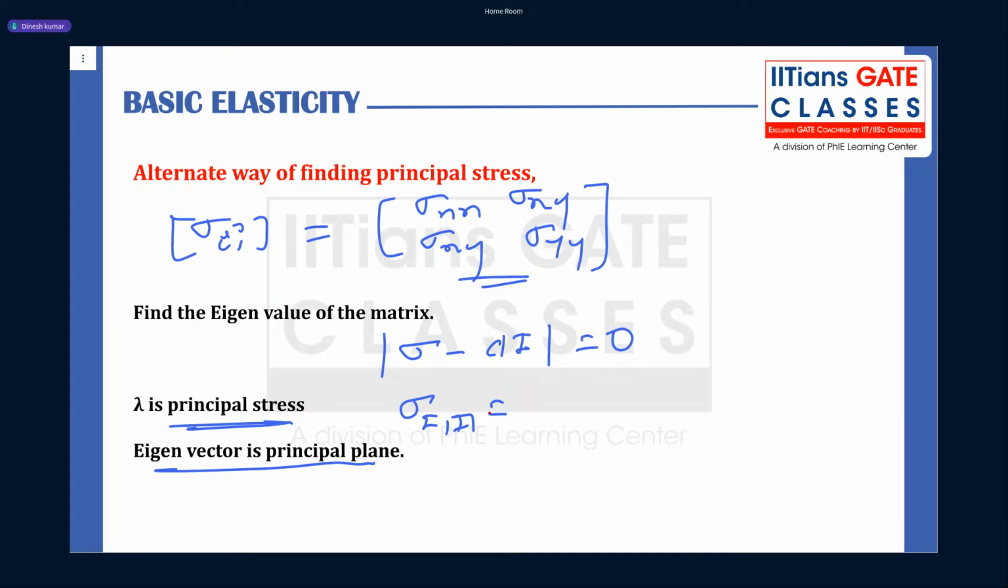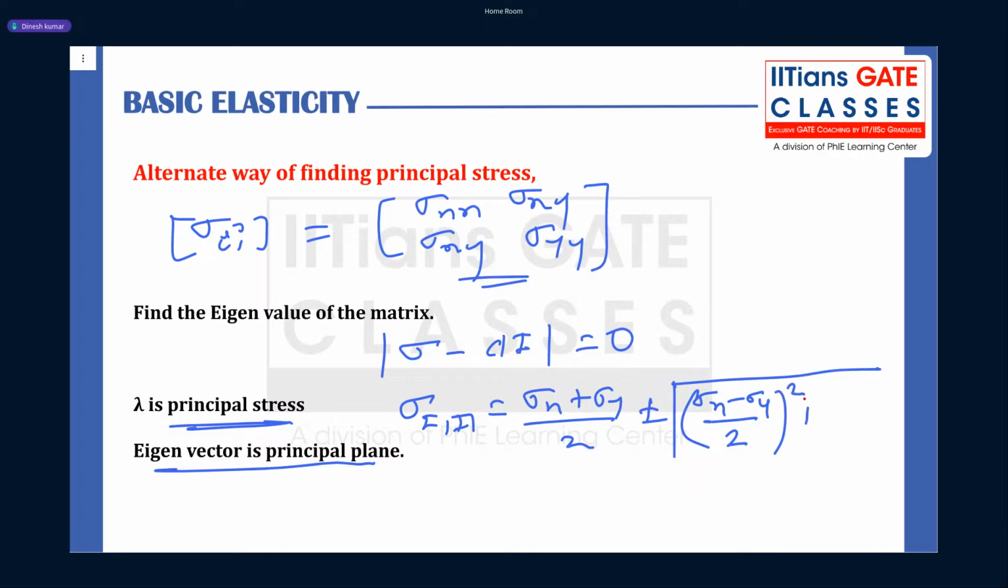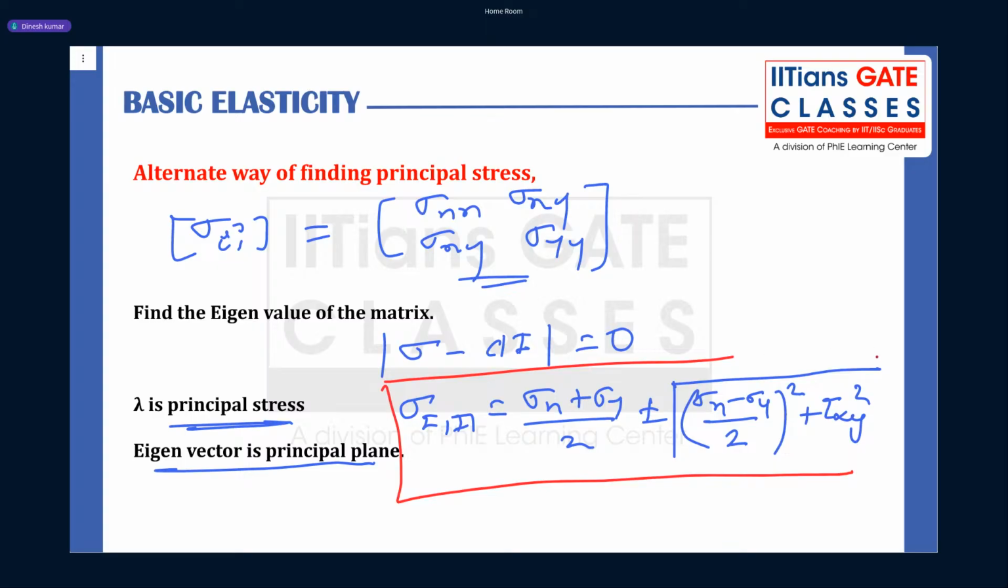Anyone? Okay, so we all know this formula: sigma 1, 2 equals (sigma x plus sigma y) by 2 plus minus under root of ((sigma x minus sigma y) by 2) square plus tau xy square. How many of you know this formula? The plus sign corresponds to the maximum principal stress and minus corresponds to the minimum principal stress. The maximum principal stress is also known as major principal stress and the minimum principal stress is known as minor principal stress. Clear? Do you remember this formula? When we do classes, we will derive this formula also. Once we know the theta condition, we substitute it in our inclined stress formula and we will get this formula.